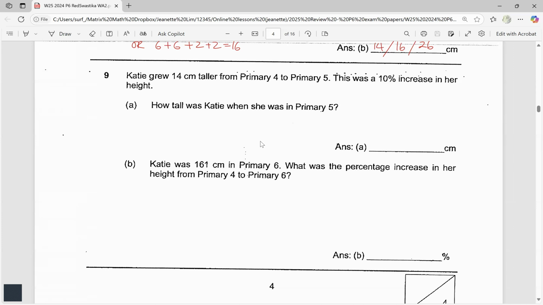Okay, Katie, for question number 9. Katie grew 14 cm taller from P4 to P5. There was a 10% increase in height. How tall was Katie when she was primary 5?